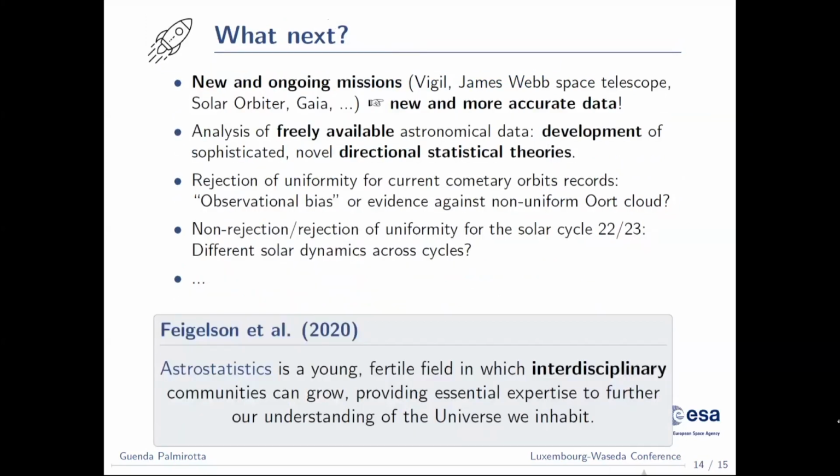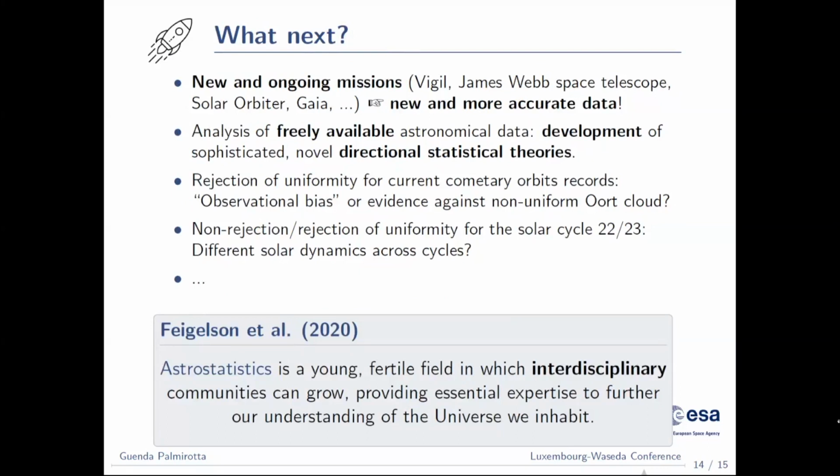So what next? I really encourage you, if you are working on a method or a model, to apply it to space science problems. The data is really available, and it's also free, so you can find it at ESA, also at NASA.